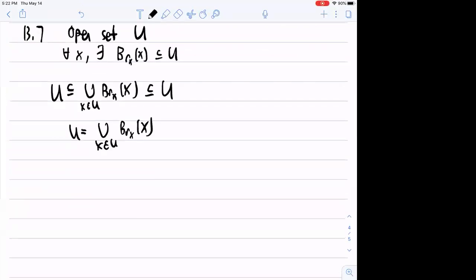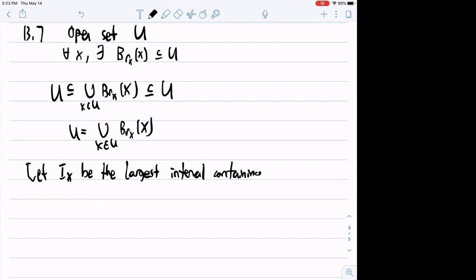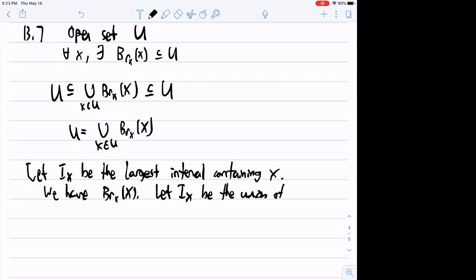Let Ix be the largest interval containing x. Okay, why does this exist? Well, we have one interval, right? We have B_r(x), so one interval certainly exists. So why does a largest one exist? Well, let Ix be the union of all intervals containing x.